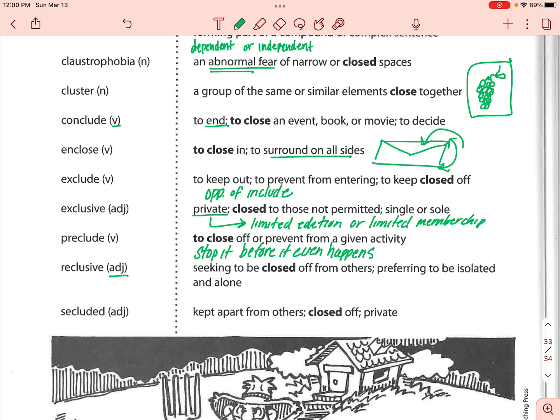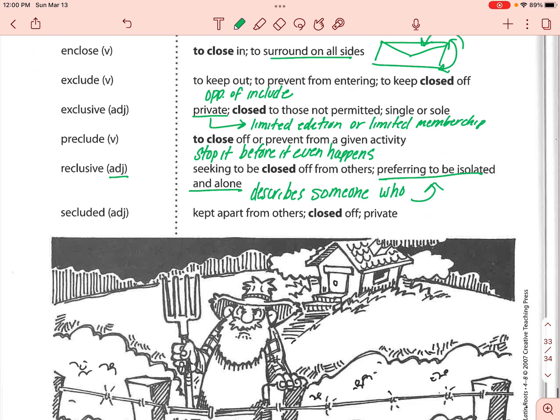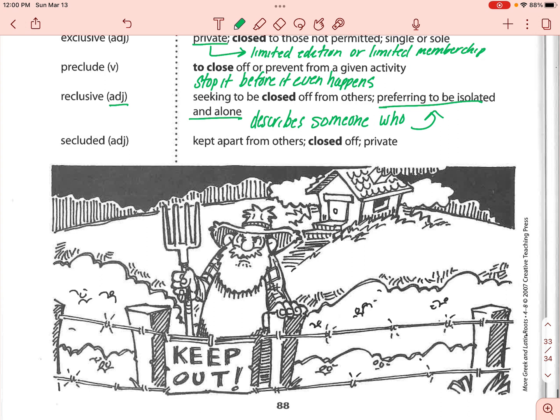Next is reclusive. Reclusive is an adjective. It means that it describes someone who prefers to be alone. Okay, who prefers to be isolated or alone. They would call somebody who is reclusive a recluse, and it just basically means, see, like this guy down here with his whole like keep out and his little face, he wants to be alone, so he is reclusive.